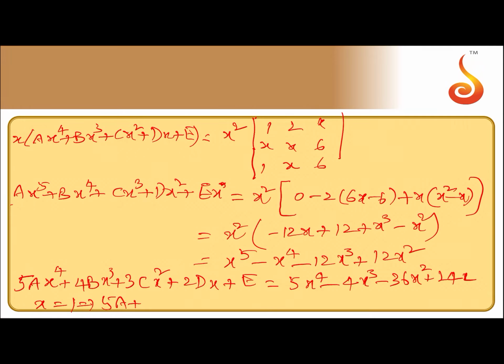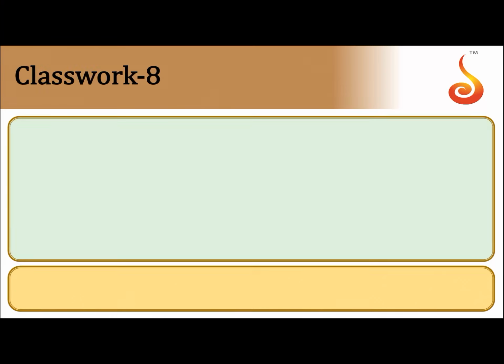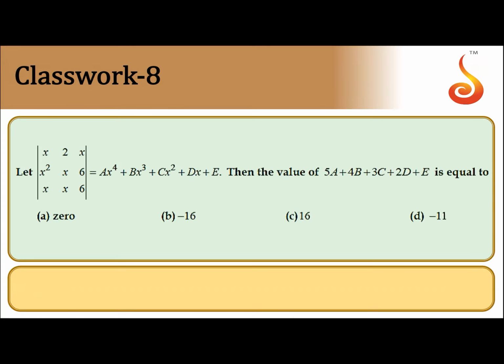you'll be getting 5a plus 4b plus 3c plus 2d plus e, and that is equals to 5 minus 4 minus 36 plus 24. 24 plus 5, 29. 36 and 4, 40. When you subtract, I think you'll be getting minus 11. So answer is equals to minus 11. Yes, of course, the D option.